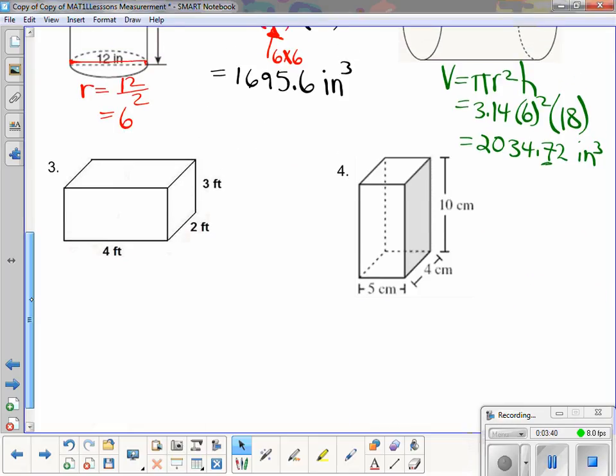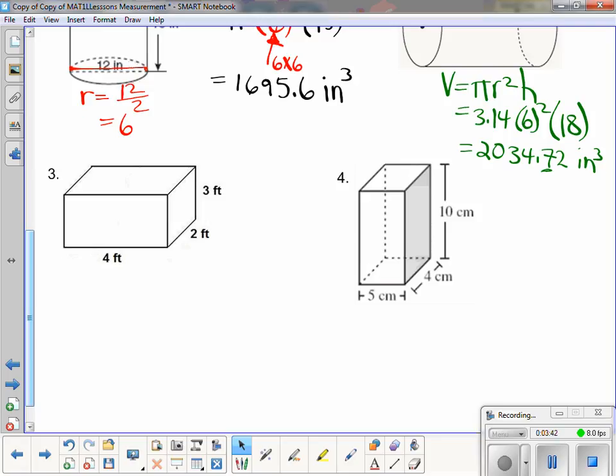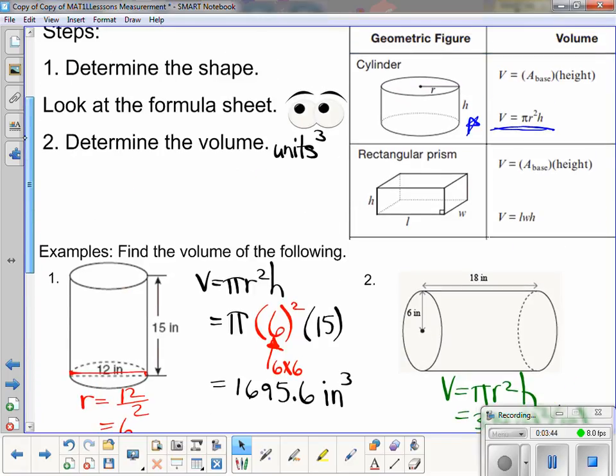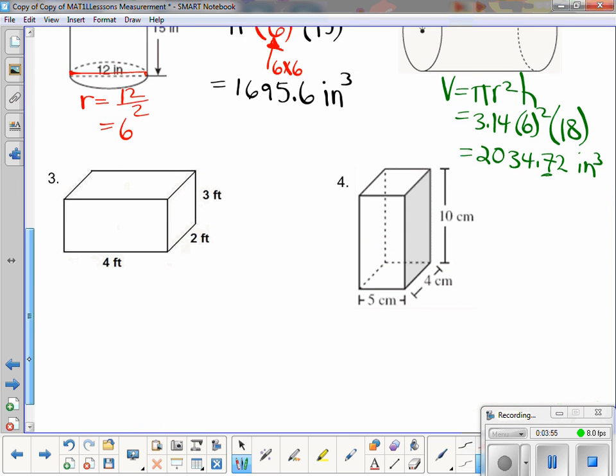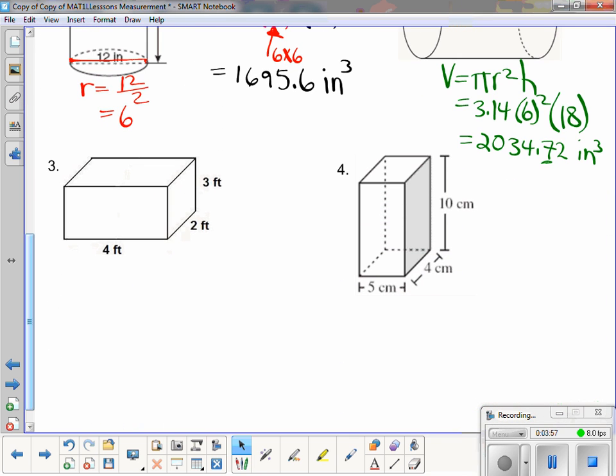Now in this case, you can see that we're looking at boxes, and boxes, fancy math term, are called rectangular prisms. And if you notice, it says length times width times height. So we're multiplying 3 numbers together. So hopefully they gave us all 3 numbers. So volume here is length times width times height.